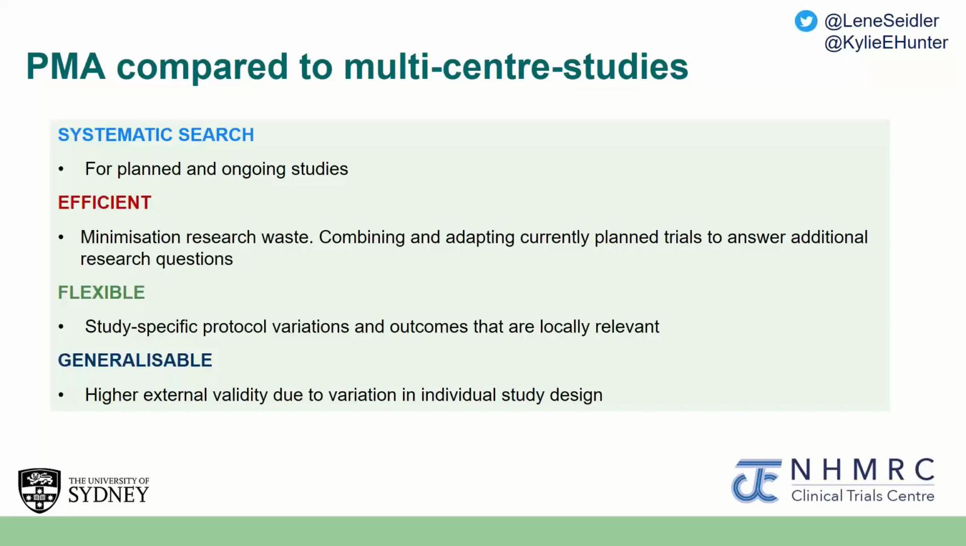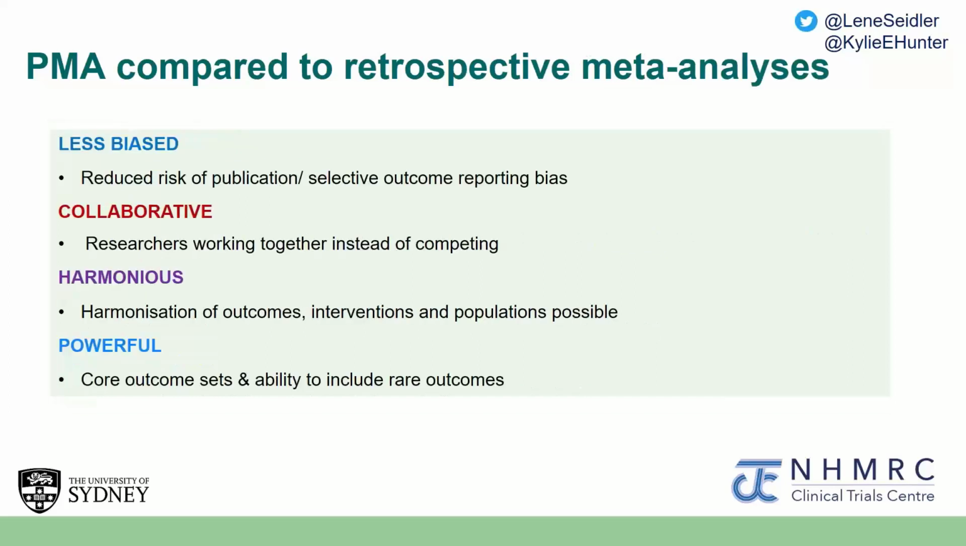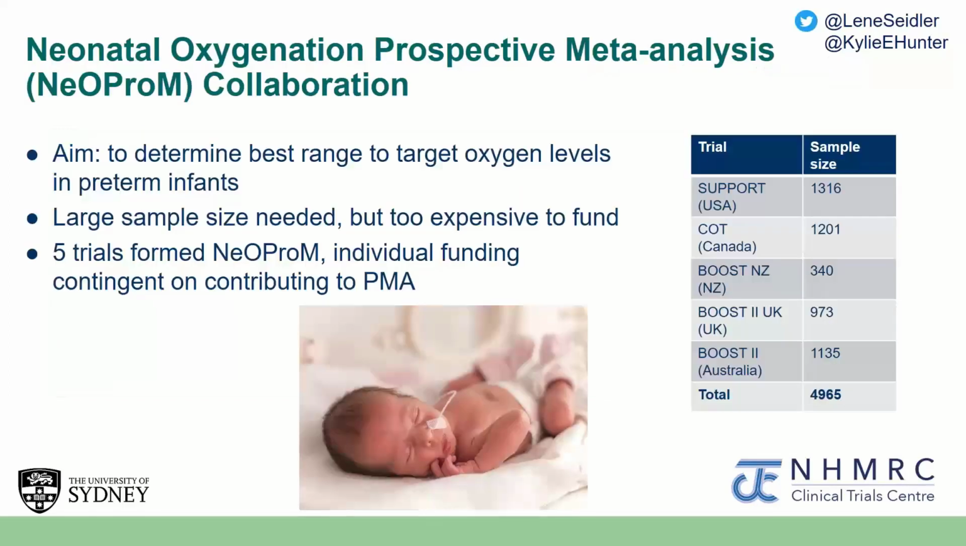I'd also like to reiterate some of the key benefits of PMA compared to traditional retrospective meta-analyses. So that is, PMA are less biased and more collaborative. They allow increased harmonization of outcomes, and this can increase statistical power to detect effects and allow analyses of rare outcomes. So I'm now going to talk through some examples of PMA to illustrate how these advantages play out in practice to generate highly impactful evidence.